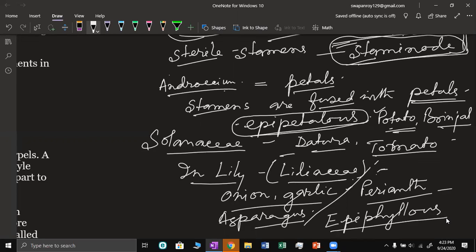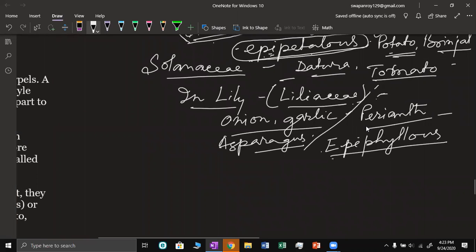It is the same thing here. In Solanaceae, the calyx and corolla are very distinct, so the stamens are attached to the corolla only. So it is epipetalous. But in the case of lily, it is perianth, not calyx and corolla, so it is called epiphyllous.